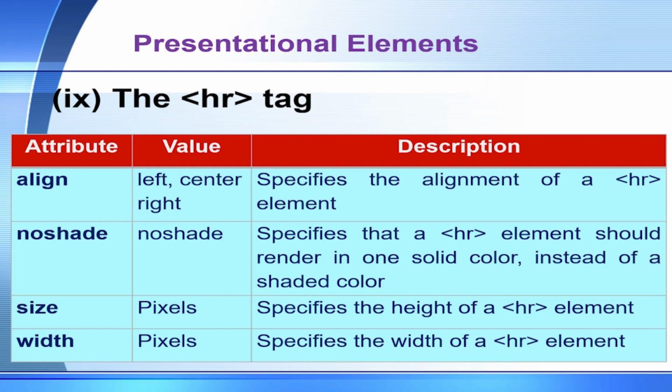The align attribute can have values such as left, center, and right. The noshade attribute can have the value noshade alone. The size attribute can have a value in terms of number of pixels. Similarly, the width attribute can have its value in terms of number of pixels.